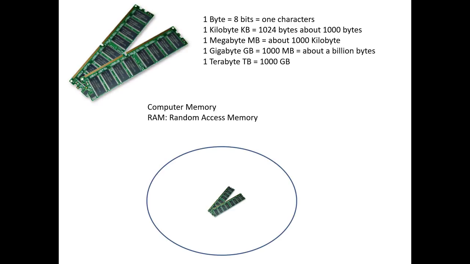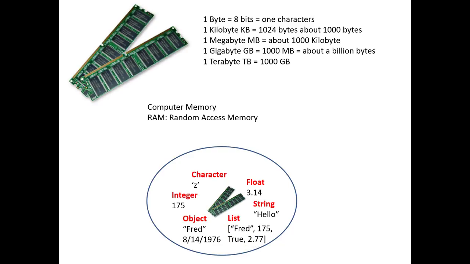As I said, this memory is used by computer programs to store information. For example, you want to store a character. You want to store a string. You want to store an integer. You want to store a float. Or even complex objects, like here I have a record encompassing a name, Fred, and a date for birth date. You can also store lists of different objects.